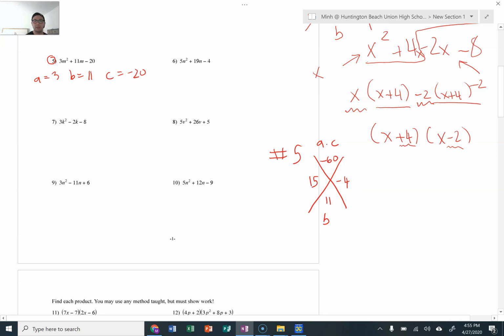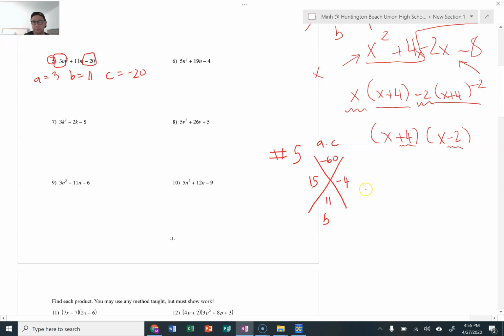If you're struggling, it's a common thing to struggle with these. These are funky numbers, so use a calculator. Use a calculator to your advantage. So now I have 15 and negative 4. So I'm going to do exactly the same thing as before. I'm going to write down my first term. So my first term and my last term are going to remain the same.